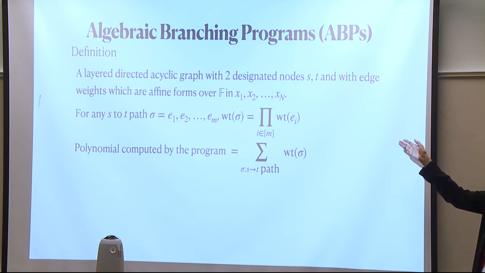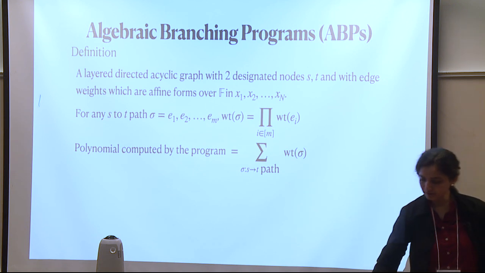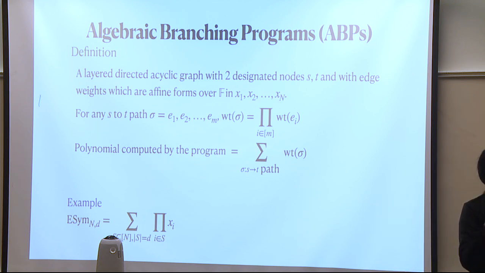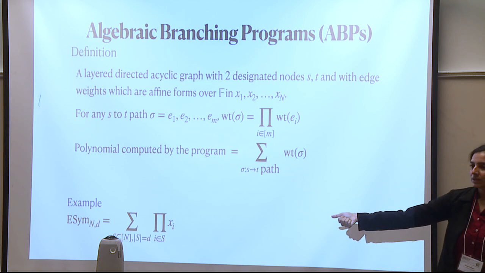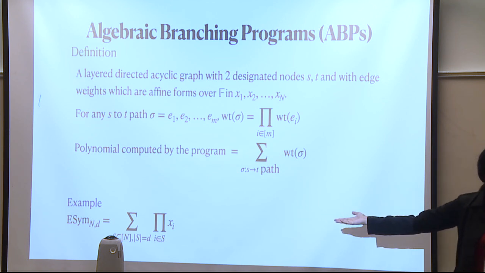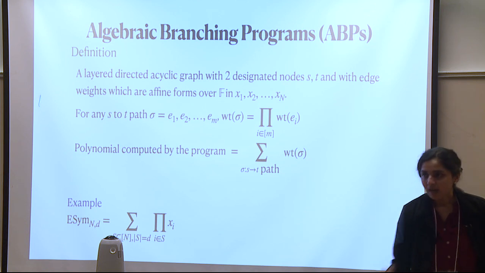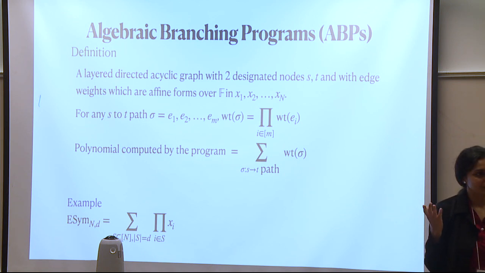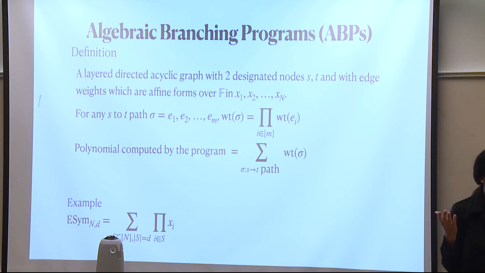If you have not seen it, then before you internalize the definition, let's just look at an example. That will just help you immediately, it will just click. So this is an elementary symmetric polynomial of degree d. We already saw this object. I want to compute the elementary symmetric polynomial of degree 1 using a branching program. What is an elementary symmetric polynomial of degree 1? Summation xi. I just want to compute it in a branching program.